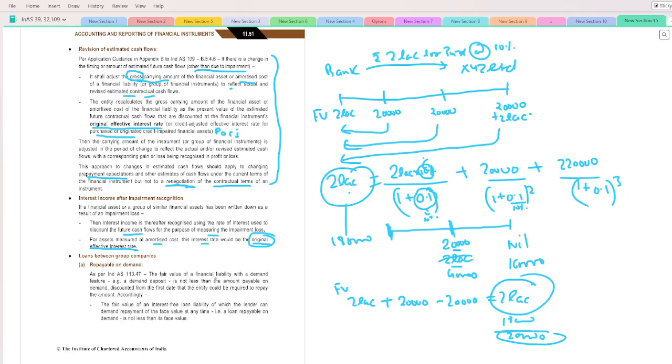So the fair value of a financial liability with a demand feature, for example a demand deposit, is not less than the amount payable on demand, discounted from the first date that the entity could be required to repay the amount. The fair value of an interest-free loan liability of which the lender can demand the repayment of the face value at any time, that is, a loan repayable on demand, is not less than its face value. Yeah, so whatever amount the holder can ask to be repaid, at least that amount should be there as your fair value. So this is what they're trying to say.